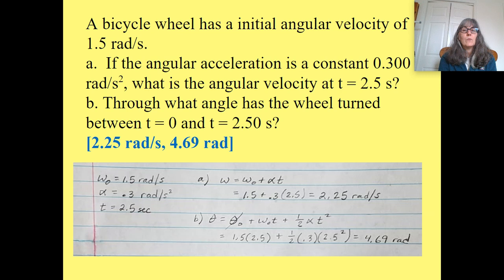Then for part B, we're looking for what angle the wheel has turned. We're not interested in degrees, we're interested in radians. So if you ever see a problem that says through what angle has the wheel turned and they don't tell you what to put it in, use radians. So theta is equal to theta 0 plus omega 0 t plus 1/2 alpha t squared, and plug it in. Again, that's equivalent to x equals x0 plus v0 t plus 1/2 a t squared. So same equation, just Greek.